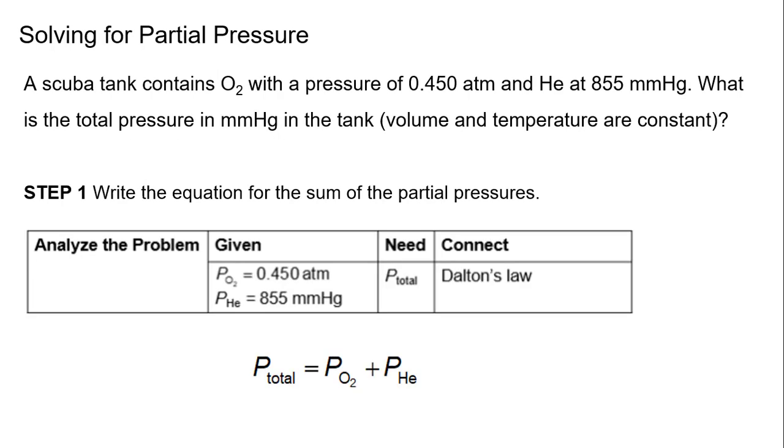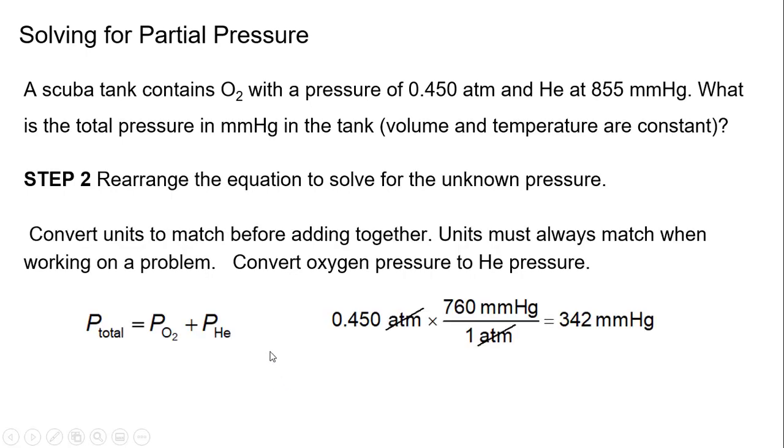So if we go here, that's what we did. We take the partial pressure of oxygen and we're going to add it to the partial pressure of helium, and that will give us the total pressure in this tank. But the first thing we need to do, we need to convert. This has to be converted out of atm and into millimeters mercury for the oxygen, which is done here because we know the conversion, 1 atm equals 760 millimeters mercury, and that gives us 342 millimeters mercury.